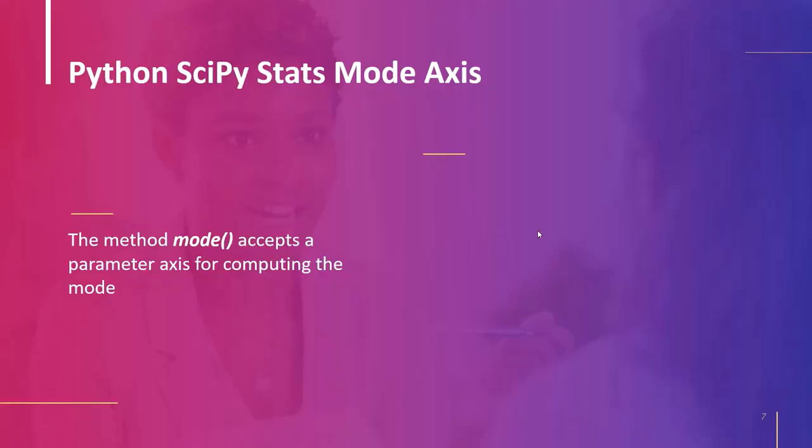For computing the mode, the method mode accepts the parameter axis. In other words, the mode can be computed on a different axis of the array by specifying the axis value. A two-dimensional array has two corresponding axes, one running horizontally across columns, which is represented by axis 1, and the other vertically across rows, which is represented by axis 0. Let's take an example and compute the mode of an array based on axis.